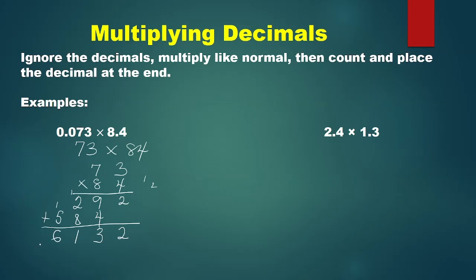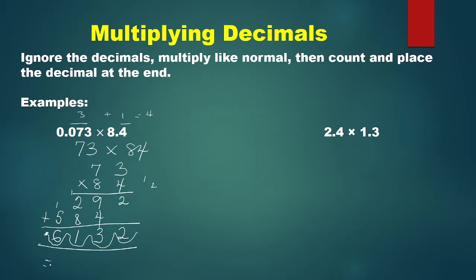Now, after I have done my multiplication, the next thing to do is to count the decimal places. So this first number here has three decimal places. That is, there are three numbers after the point, while this one has only one decimal place. I will add up my decimal places. Three decimal places plus one decimal place is four decimal places. Now I'll come to my answer and I'll count four decimal places starting from the right hand side. One, two, three, four. So my point will be here.